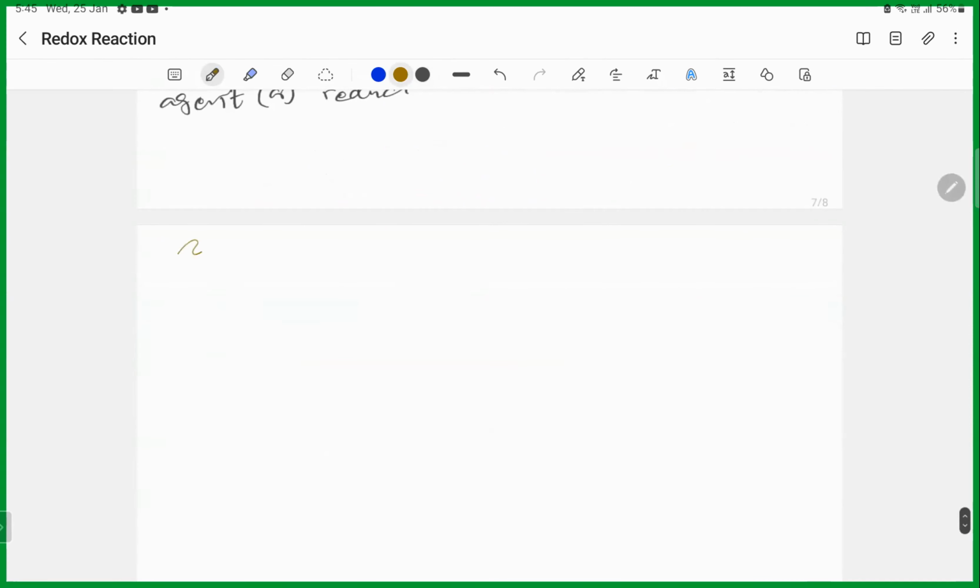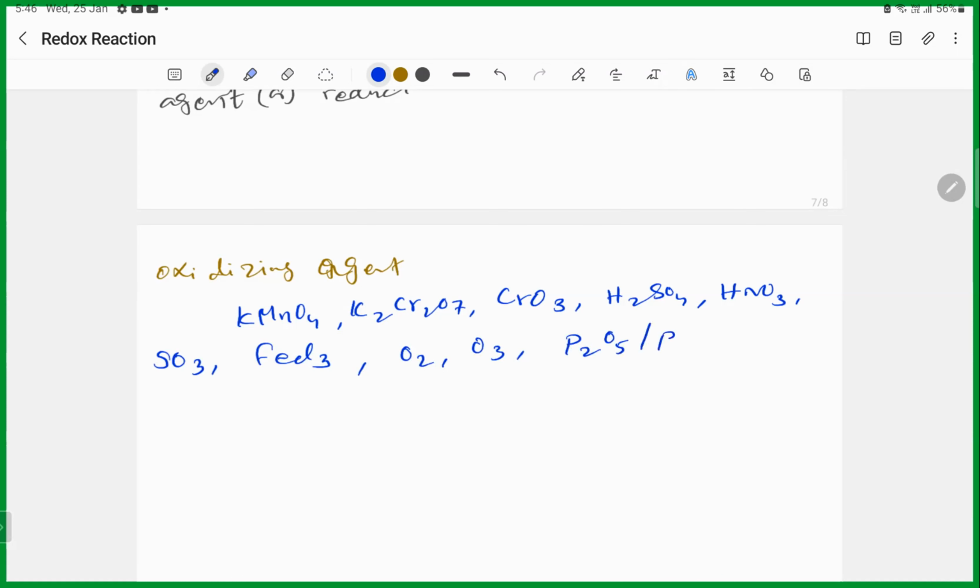Examples of oxidizing agents will be KMnO4, K2Cr2O7, chromic acid, sulfuric acid, nitric acid, sulfur trioxide, FeCl3 the ferric chloride, oxygen, ozone, P2O5 or otherwise P4O10, sodium nitrate. These are the things which behave as oxidizing agents.